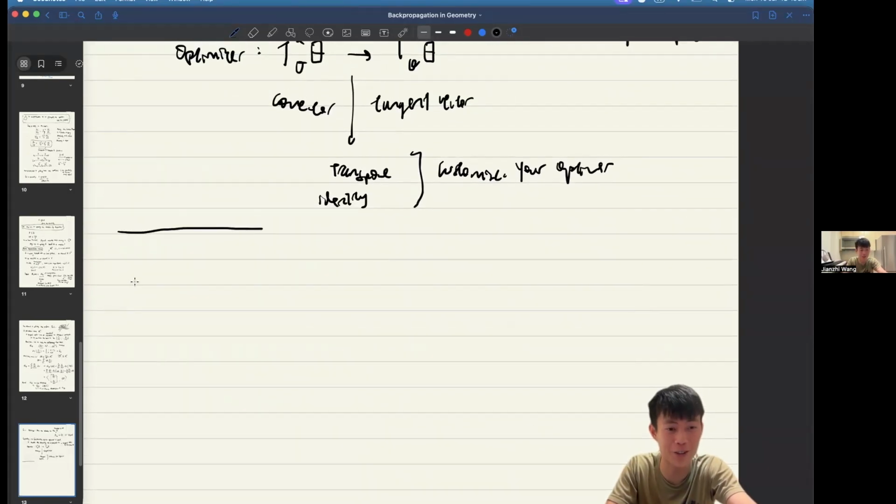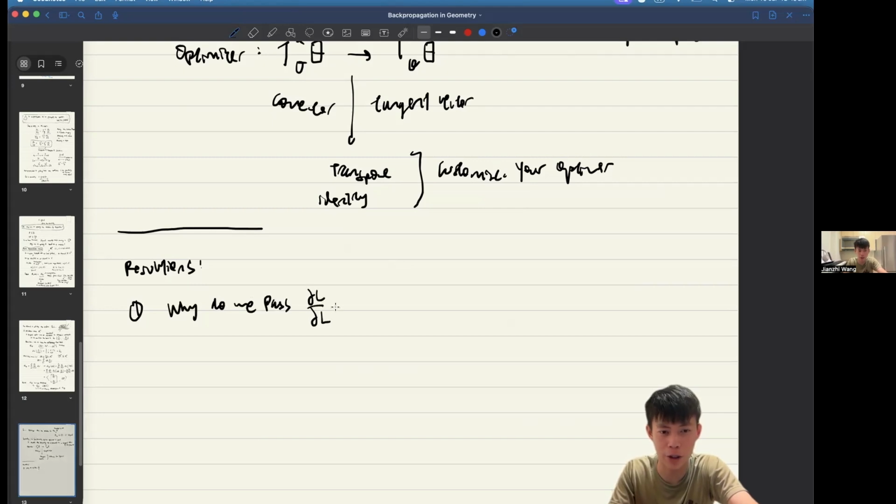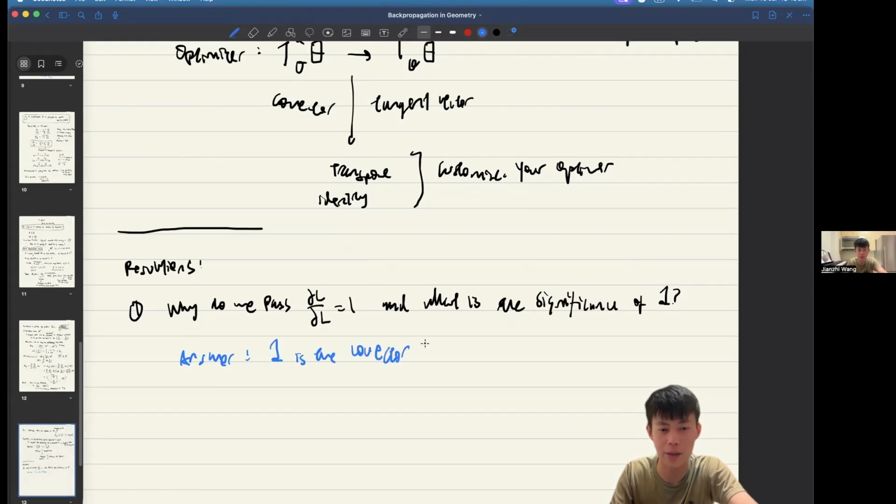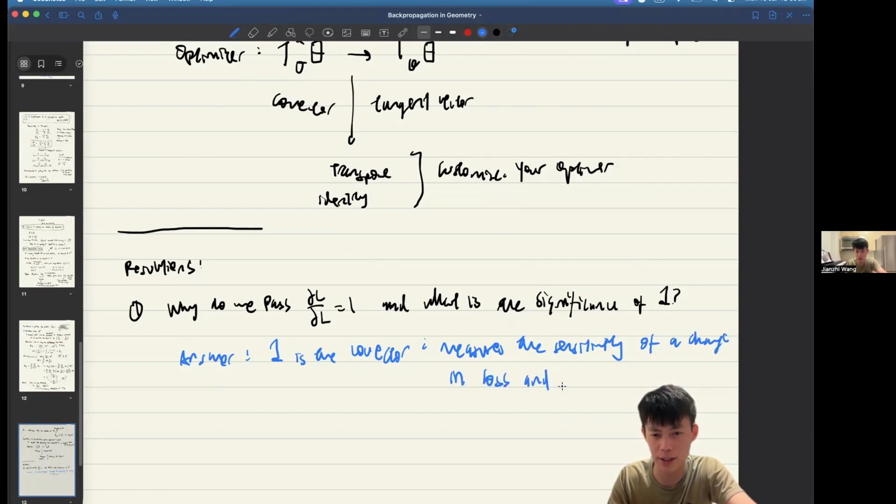This is getting very close to the end, so I just want to write out the resolutions to the two confusions that I had. So resolution for number one. Number one was, why do we pass partial L over partial L equal to 1? And what is the significance of the 1? So the answer here is that 1 is the covector. It measures the sensitivity of a changing loss and scores it, which is precisely the changing loss.